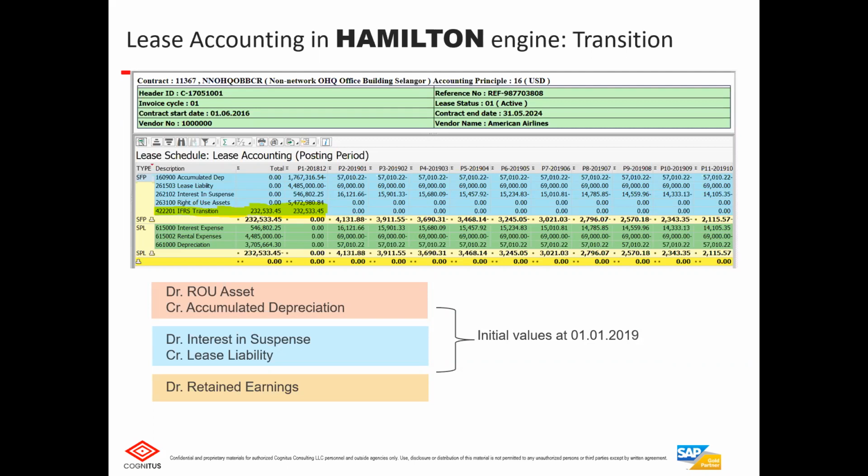And you can see that the system is generating the schedule throughout the lease term. In the blue color, you see the balance sheet items, and in the green color, you see the expense items. On the top, you see the contract number, header information, all the required information like vendor numbers, reference ID, lease status, contract end date, and vendor information.